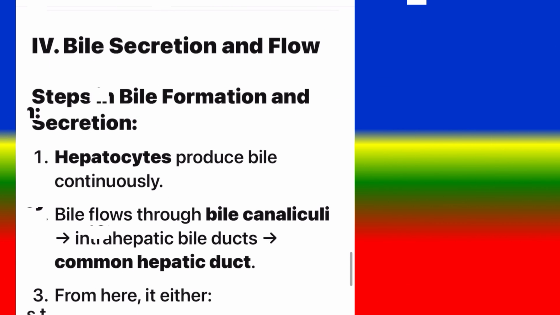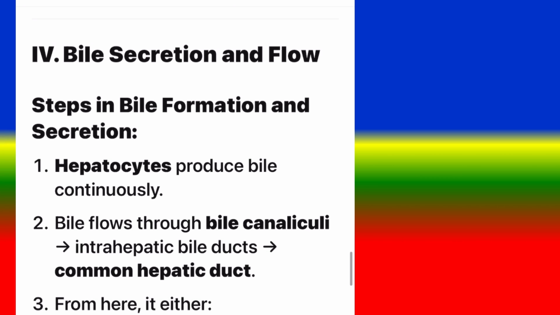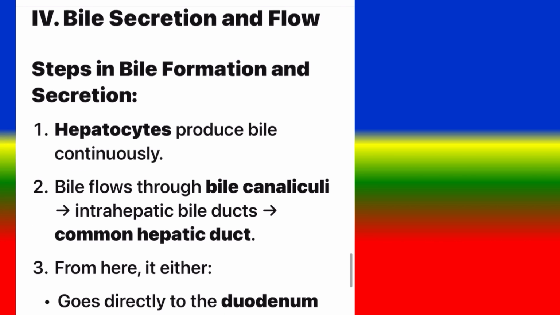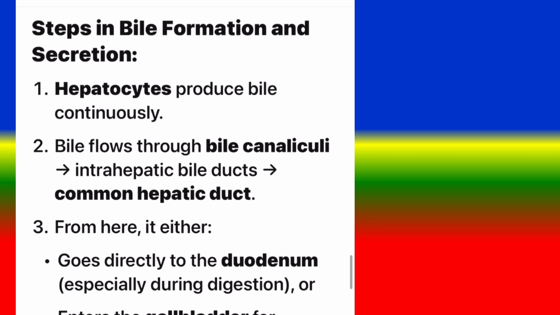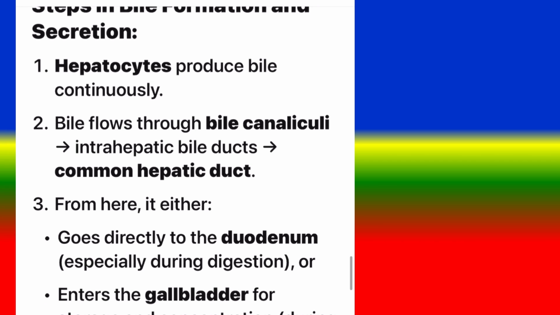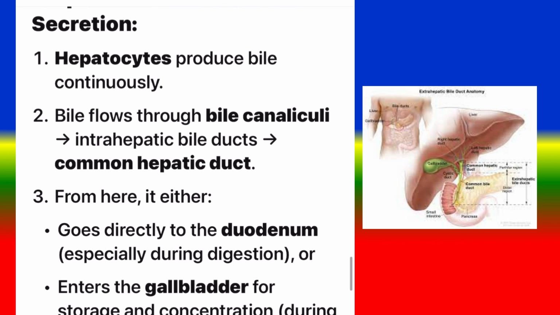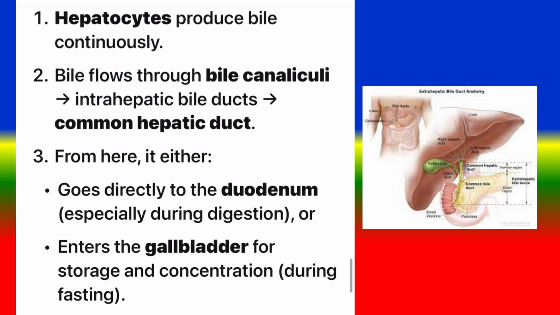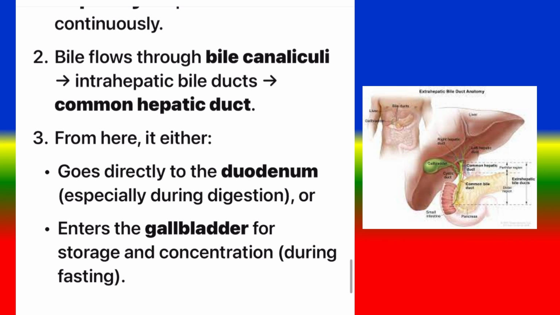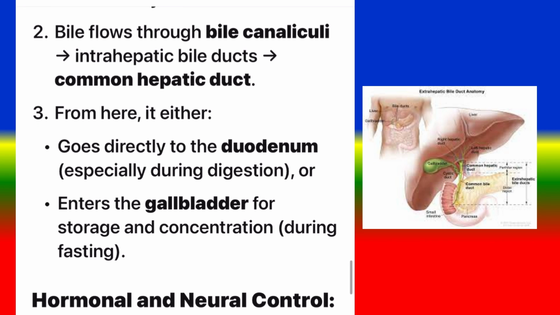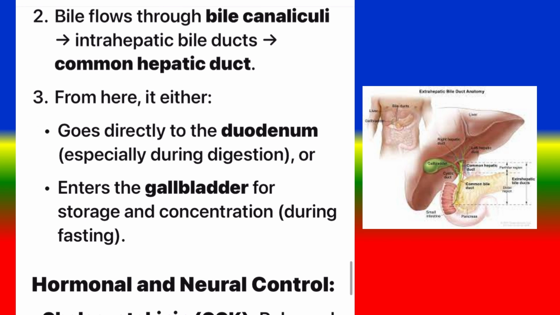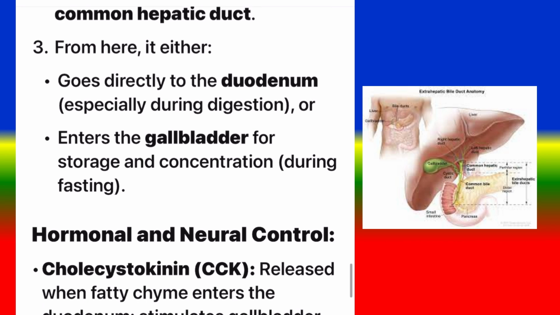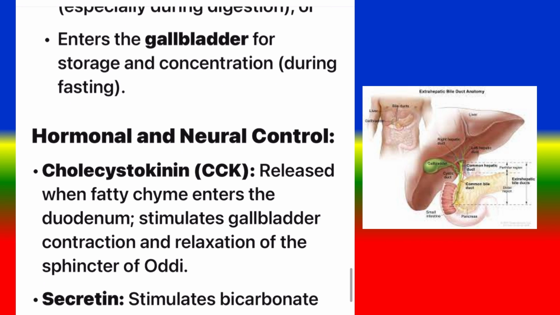IV. Bile secretion and flow. Steps in bile formation and secretion. 1. Hepatocytes produce bile continuously. 2. Bile flows through bile canaliculi, intrahepatic bile ducts, common hepatic duct. 3. From here, it either goes directly to the duodenum, especially during digestion, or enters the gallbladder for storage and concentration during fasting. Hormonal and neural control.